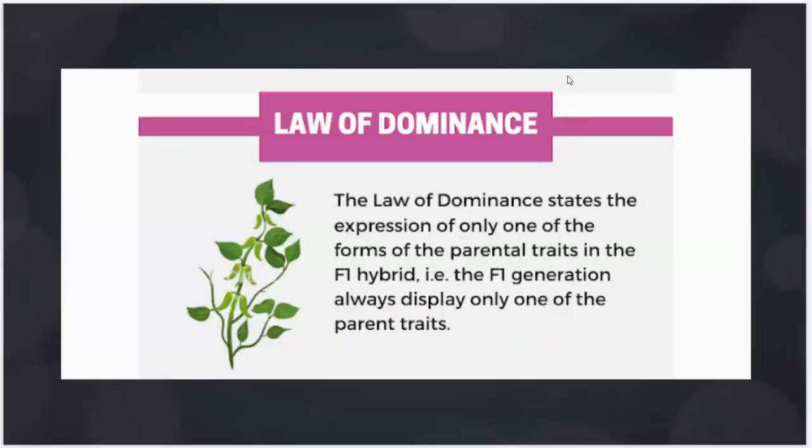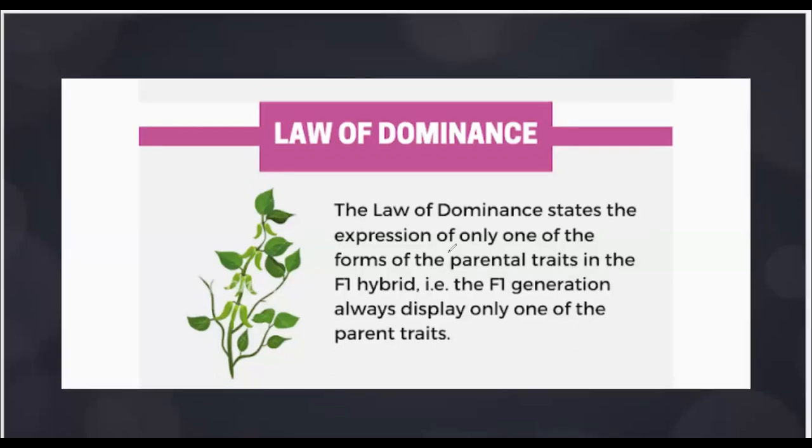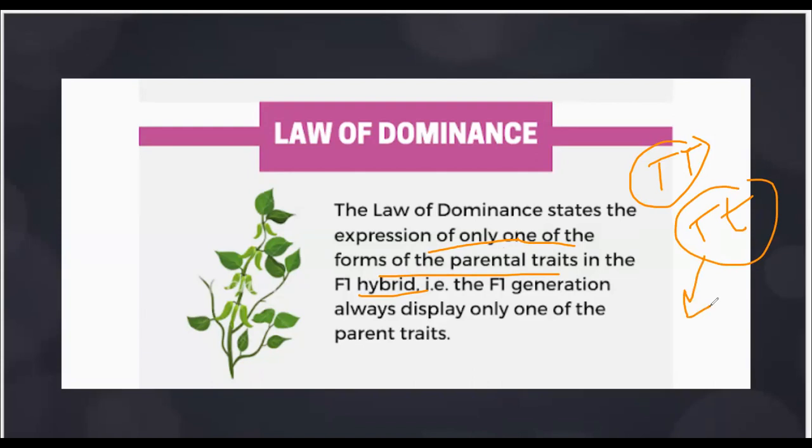Then the law of dominance. This is very simple: only the dominant allele will be expressed. Expression of only one of the forms of the parental traits in the hybrid condition. If it is homozygous tall, then obviously tall is the dominant allele, so tall will be expressed. But what happens in the hybrid condition? The dominant allele will be expressed. So it will display only one of the parent traits, that is the dominant allele.